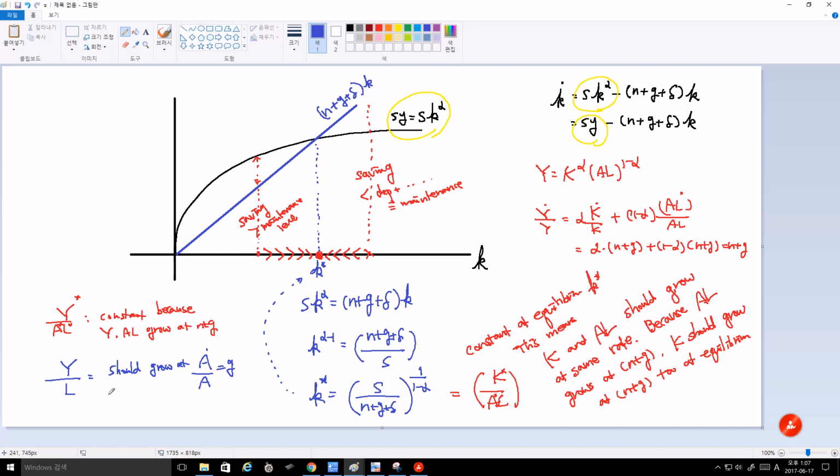So per capita GDP grows at g. Our GDP per capita grows at g.